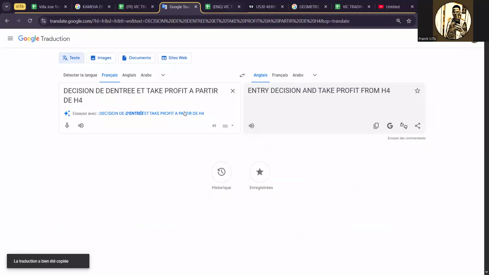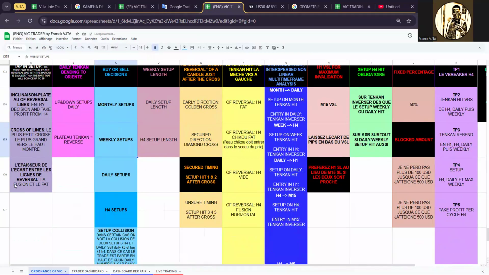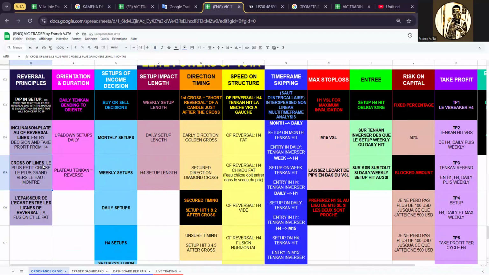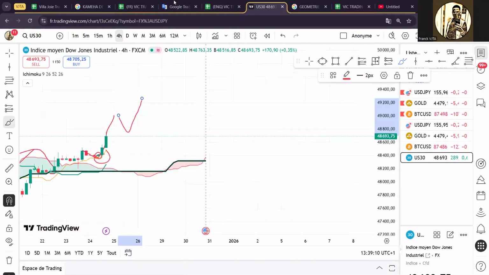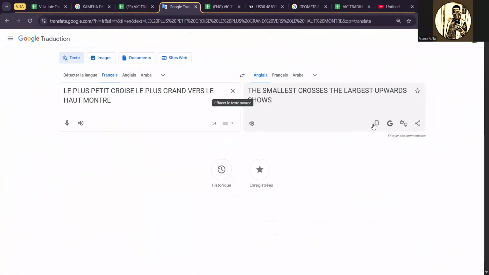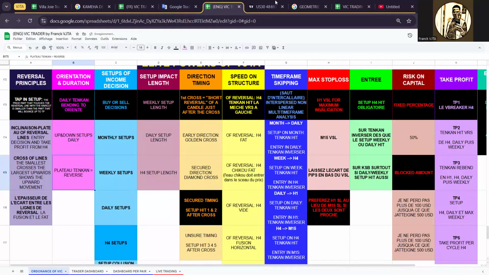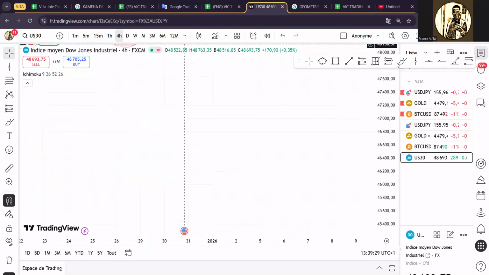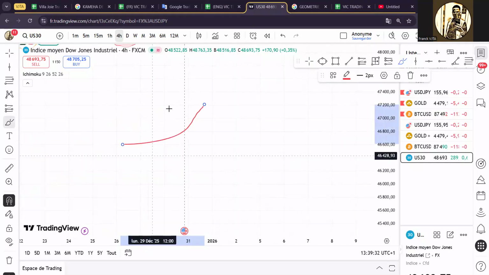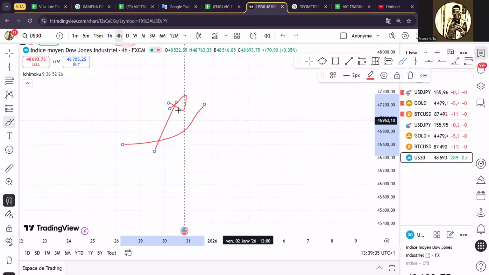So each line of Ichimoku is a reversal line. So a cross of Ichimoku gives you... and what I'm saying here is that each cross of the line gives the direction of the movement. If the line goes to the upside, then the movement will go to the upside. If the line goes to the downside, the movement will go to the downside.